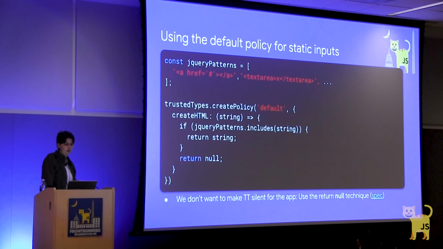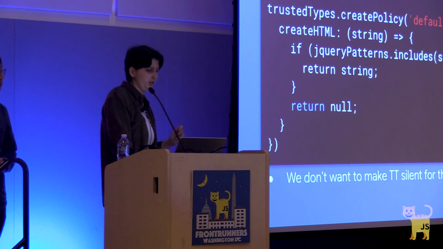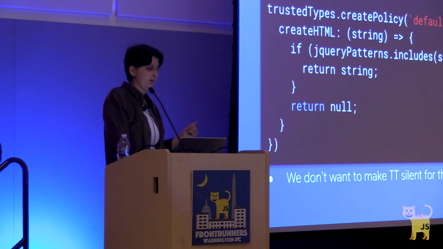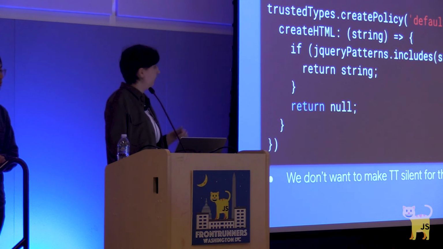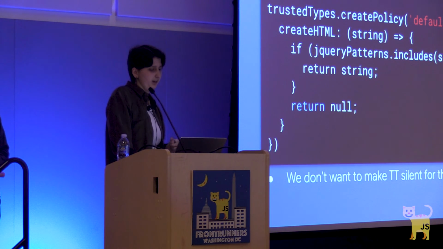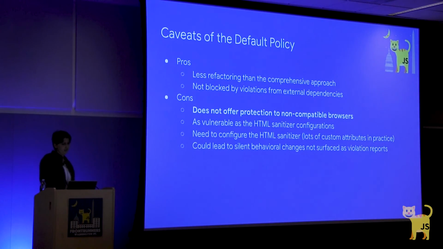One important caveat here is that since the default policy is applied to all violations of a given type, it might silence some behavior. But the spec offers a nice solution to this. If the default policy returns null, the browser will proceed to throw the trusted types violation, so the behavior is not silenced. In this case, we can check the input for our specific expected static values, which are the link and text area, and still be sure that everything else will throw a violation by returning null after our if statement.